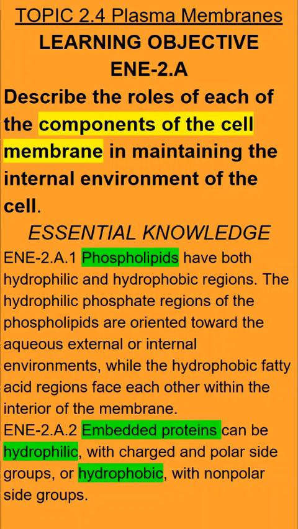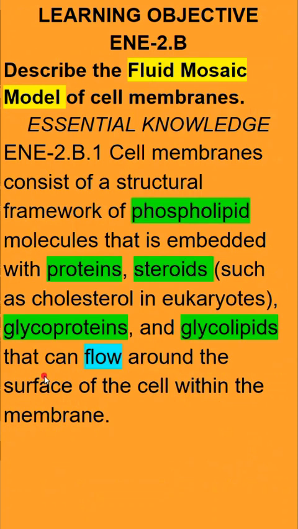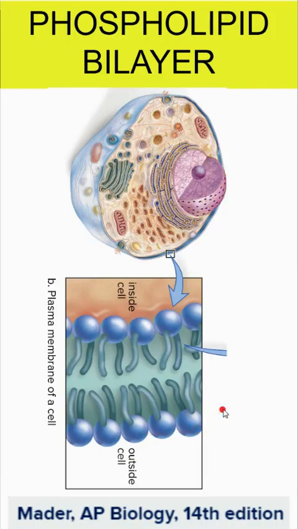The phospholipids and embedded proteins that make up plasma membranes can be both hydrophilic and hydrophobic. And the fluid mosaic model describes how all of these different components flow around the surface of the cell. So first of all, we've got our phospholipid bilayer. Again, we have the surface of our cell, and that membrane has two layers of phospholipids.